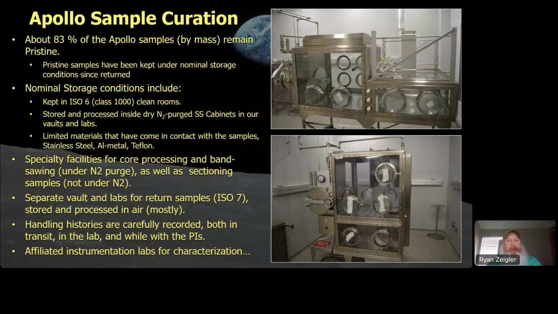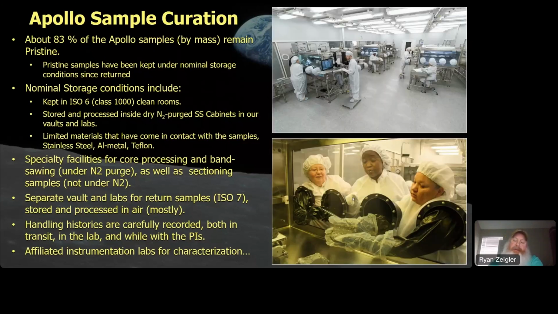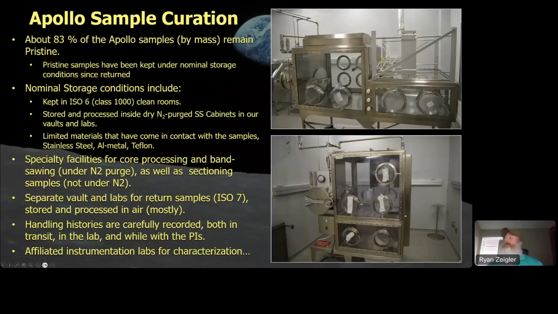So now these are our normal processing cabinets here, but then we have some specialty cabinets. This is our core processing cabinet. It does have gloves on it now. Apparently I don't have a picture of it with gloves, and so you get the non-gloved version. We have a bandsaw cabinet, so we have the ability to both cut large rocks under a nitrogen environment. We can process and dissect cores. We're going to talk a lot about that later under nitrogen.